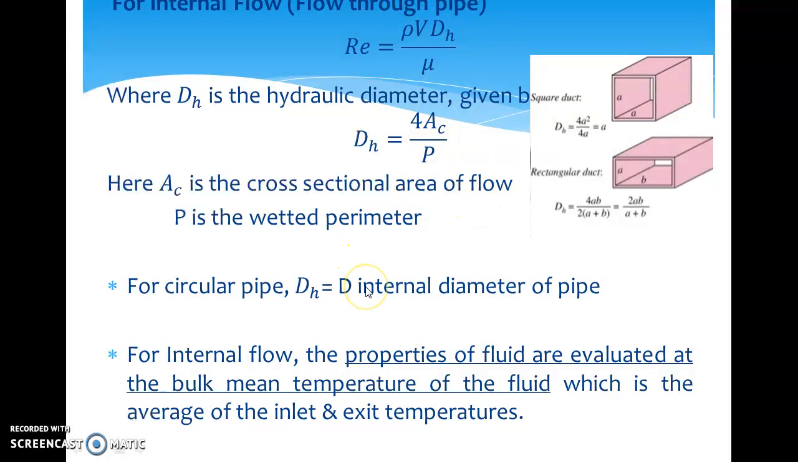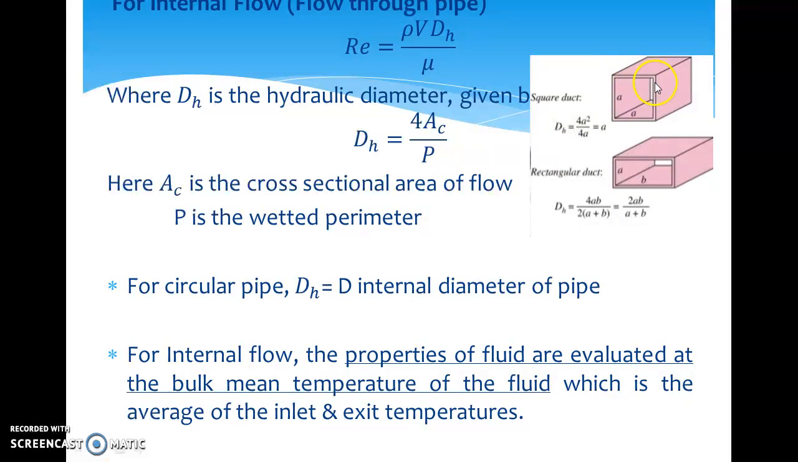So if the pipe is of any other cross section like square or rectangular duct, we make use of this formula, that is hydraulic diameter. AC is the cross-sectional area through which the flow is happening. In case of square duct, it is A square. In case of rectangular duct, it is length into breadth, that is A into B here. And P is the wetted perimeter.